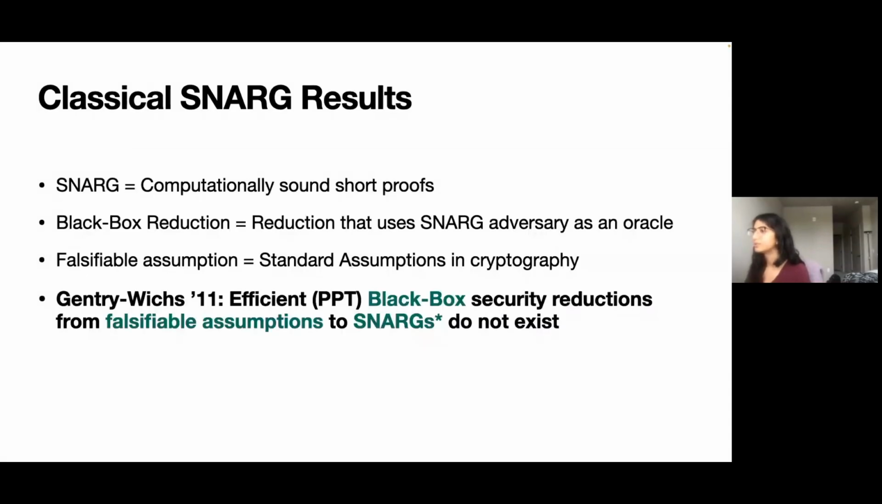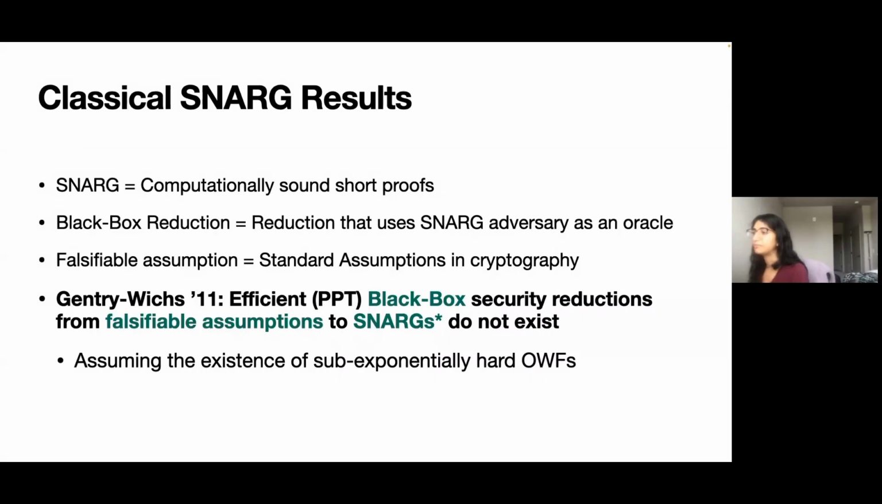Right. So classically, what is known is that in Gentry-Wichs in 2011, they showed that efficient classical black box reductions from falsifiable assumptions to SNARGs don't exist. And this is assuming the existence of sub-exponentially hard one-way functions. But this is a reasonable assumption to make because we believe in the existence of sub-exponentially hard cryptographic problems.